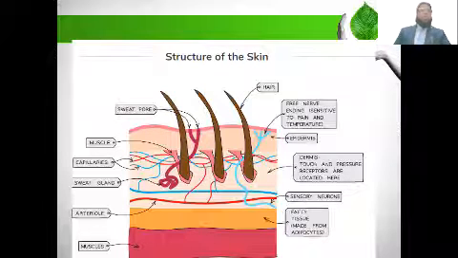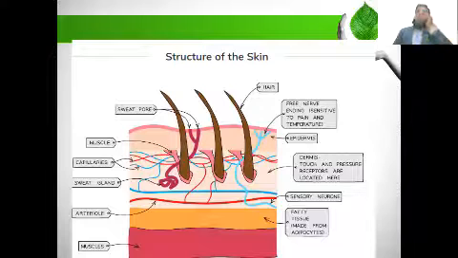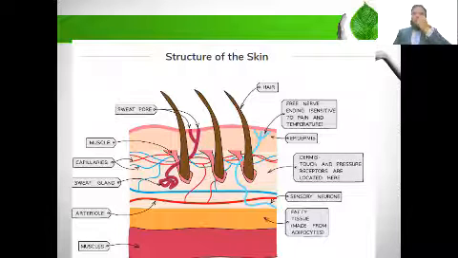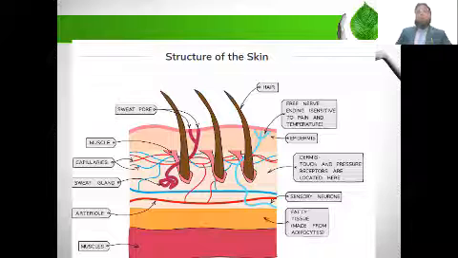Now, another aspect of homeostasis is thermoregulation. Thermoregulation means the maintenance of temperature. If you want to understand the maintenance of temperature, you need to understand the basic structure of the skin. As you know, the temperature is maintained by the hypothalamus, which is found below the brain.